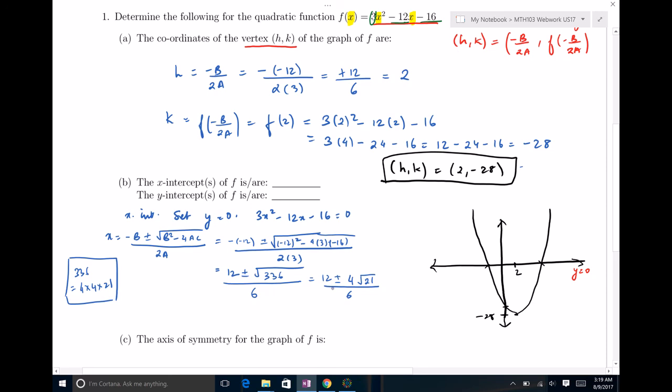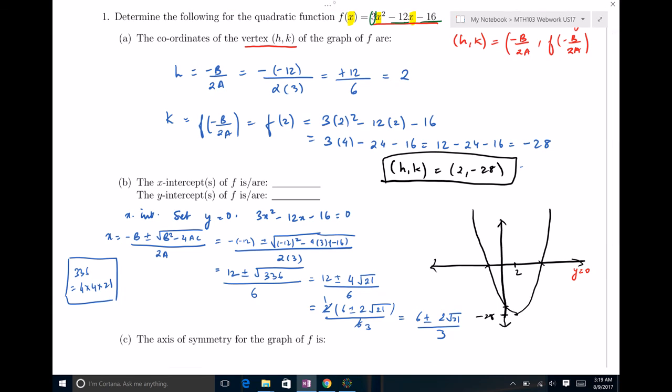And 12, 4, and 6 all have a common factor of 2. So I can pull out the 2, and I have 6 plus or minus 2 times the square root of 21 over 6. And then I cancel 2 times 1, 2 times 3. So I have 6 plus or minus 2 times the square root of 21 over 3. Okay, that's quite a handful.